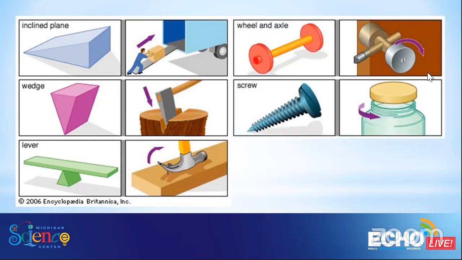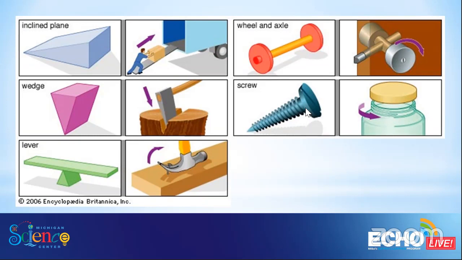Next, we have a screw, right? So screws are also, one part of a screw is actually an inclined plane. If we look at screws, or if we were to blow this up to a really, really large size, a screw is really just a wheel and axle that has an inclined plane wrapped around it. That allows it to kind of combine some of these forces that we've talked about.